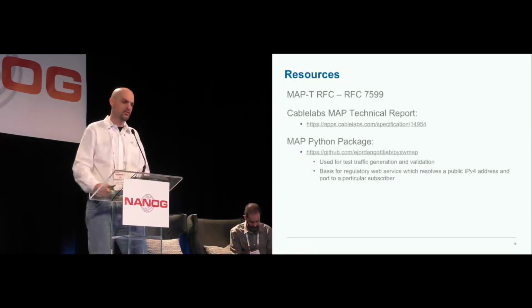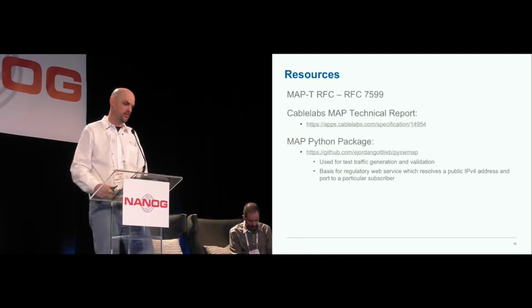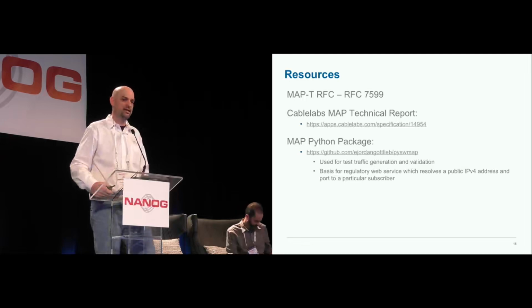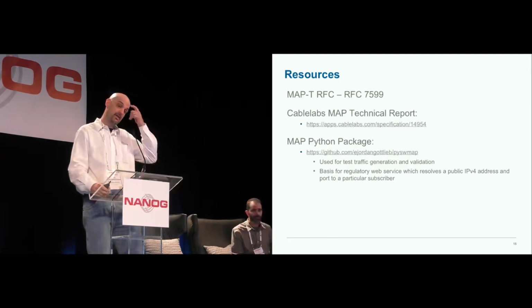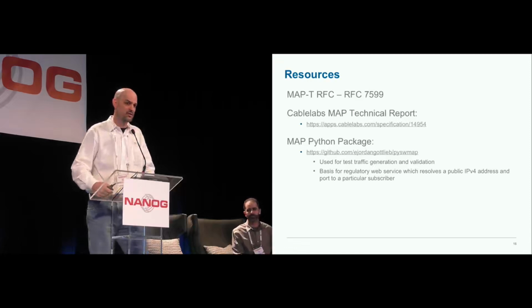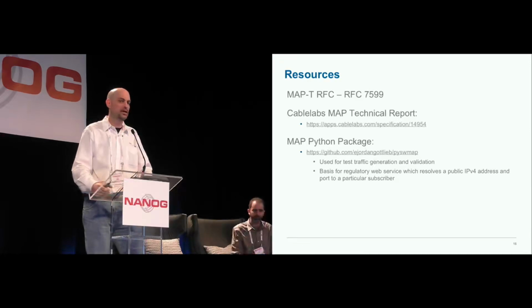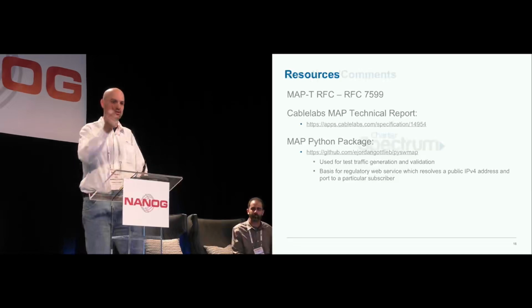I have one last slide here. It's just some references that you may be interested in. There's obviously the RFC. There's a CableLabs MAP technical report, which includes a walkthrough of the algorithm that allows you to identify the port set ID from the port, and also a Python package that I created. We've used it to do a lot of the MAP calculations in the lab for test traffic generation and also validation of implementations. And it's also the basis for our regulatory web service that resolves a public IP address and port to a particular subscriber. Again, that's important for regulatory reasons. And I'm done.